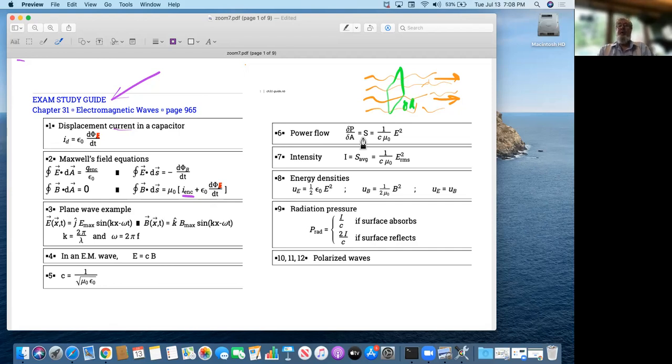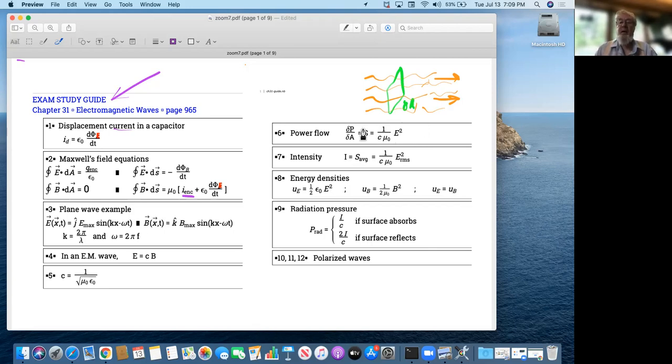That's also called the Poynting vector, S, is E squared over c mu 0. That's one of the equations from the exam study guide. The intensity of light, or the intensity of any kind of electromagnetic radiation, is defined as the average of the Poynting vector. You know, E is oscillating in time. E oscillates between plus and minus the amplitude. E squared oscillates between 0 and the amplitude squared.